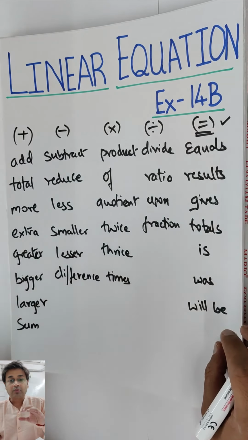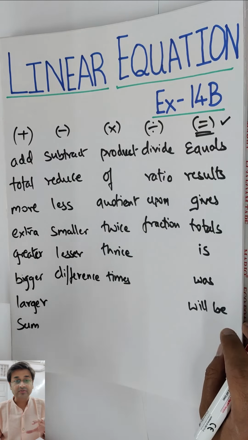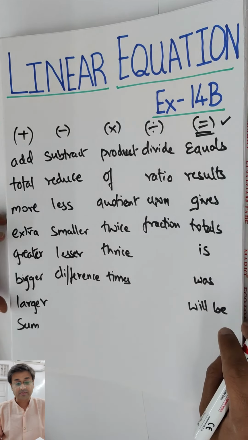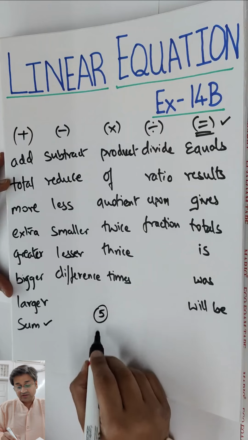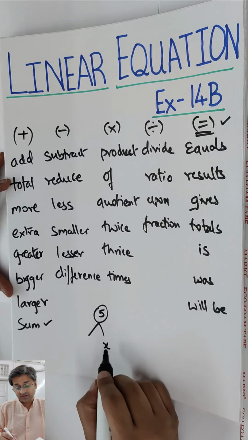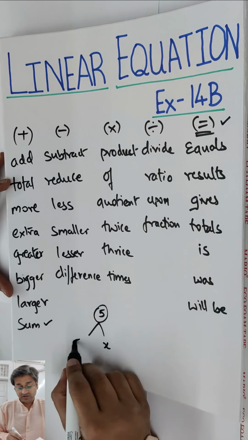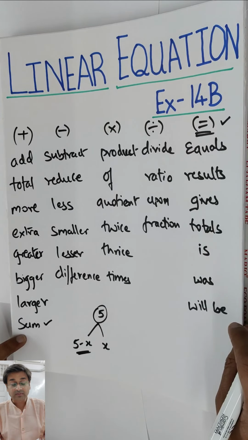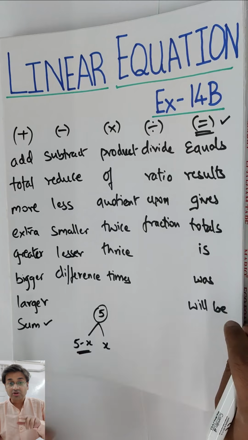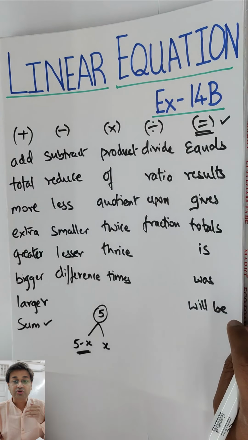Now these words are more or less keywords, but it depends how you use them. For example, the sum of two numbers is 5. So I will say let the smaller number be x, or any number be x. So another number will be 5 minus x. See, instead of the word sum, I used a minus sign. So it's not necessary that if sum is there, you have to use plus only. It depends how you want to use it.